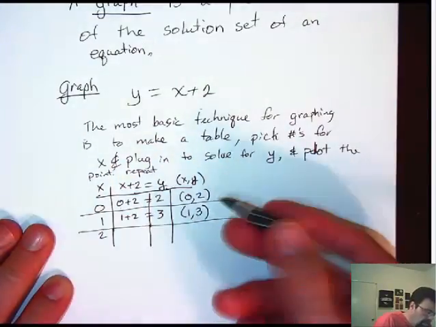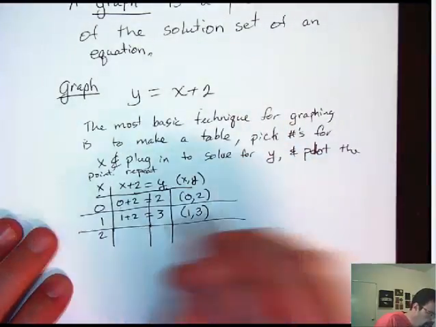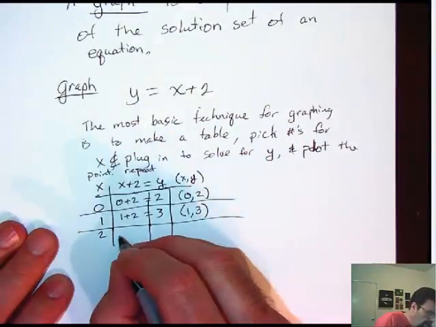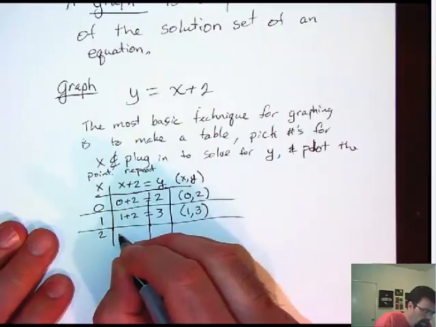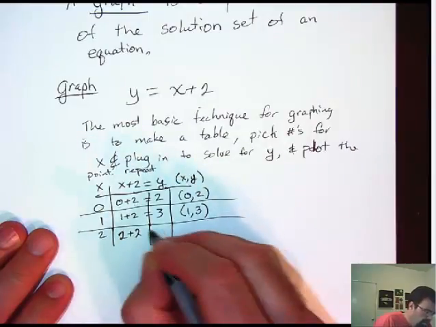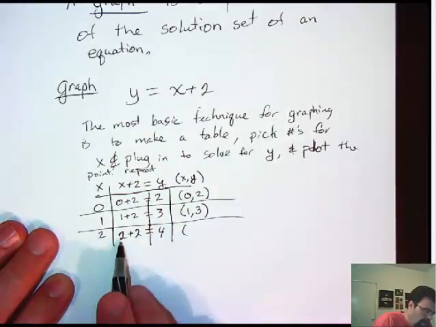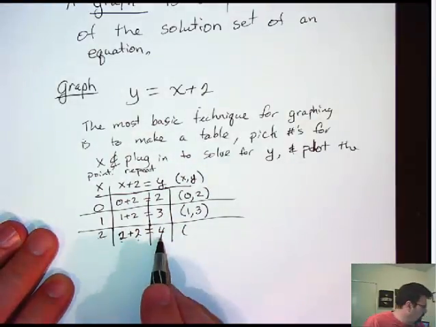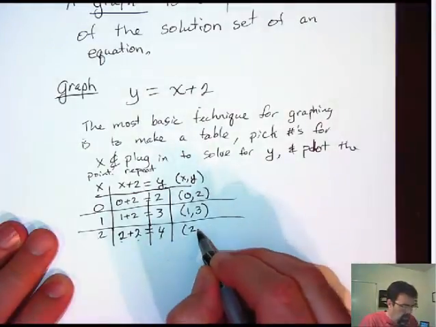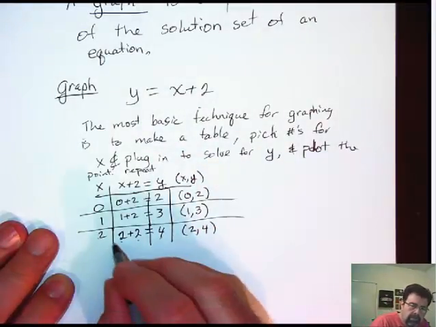Now, if it's a linear equation like this is, I only need to plot 2 points. 2 points determine exactly one line. But if it's a nonlinear equation, meaning it doesn't make a line, you have to plot a whole bunch of points. So I'm going to pick 2. 2 plus 2 is 4. Plug it in, plot it. Okay, so 3 is enough.